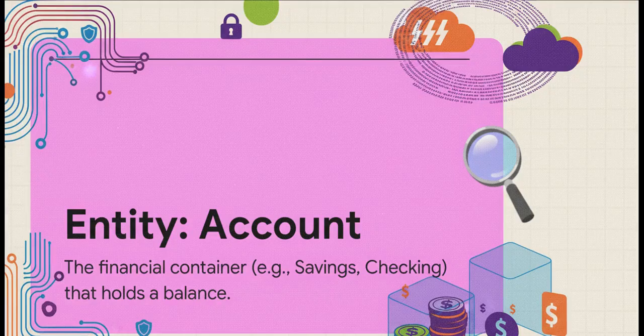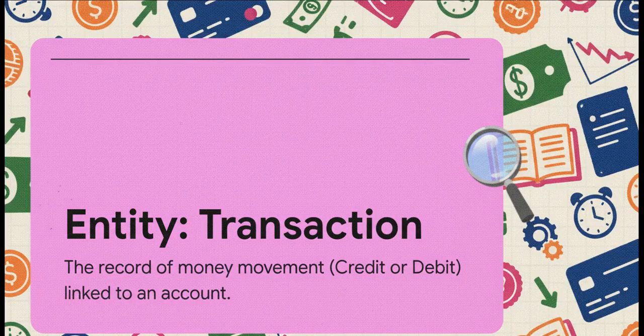Next up, we've got the account. Now, this isn't the money itself, but it's the digital container. Your checking account, your savings account, where your balance actually lives. It's the where of your finances. And finally, we have the transaction. This is the good stuff. Think of this as the story of your money in motion. Every card tap, every deposit, every bill you pay, each one is a transaction, a permanent, unchangeable record of a financial move.